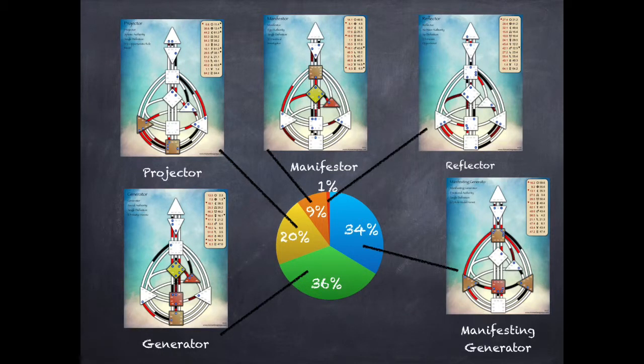As you can see from the diagram, the projector is the third rarest type in human design. It makes up approximately 20% of all the types. So what makes a projector a projector? Well, let's find out.